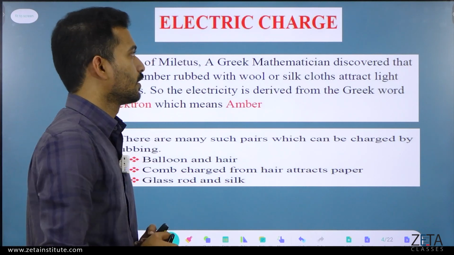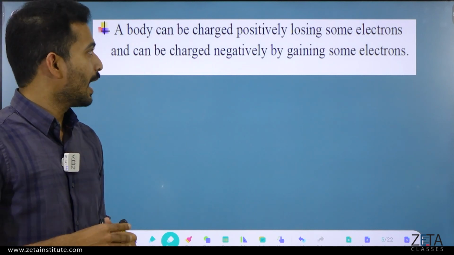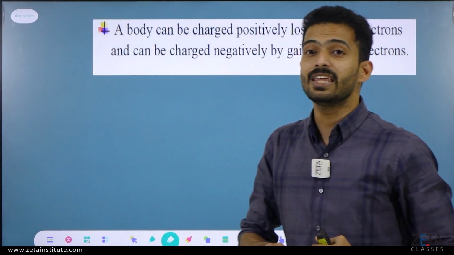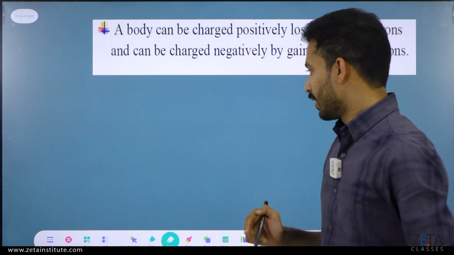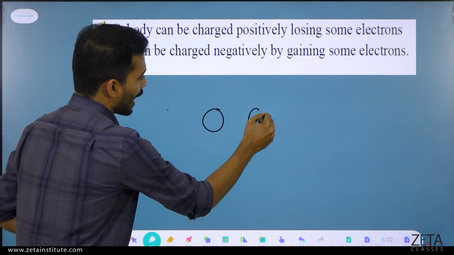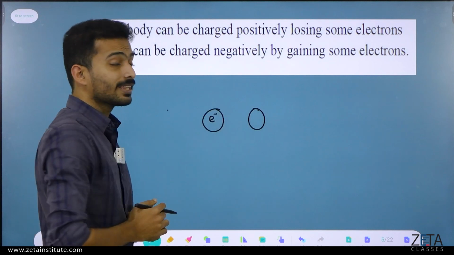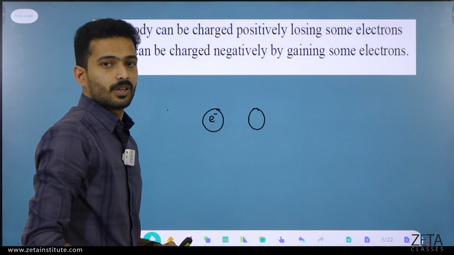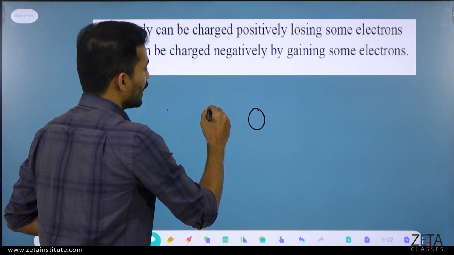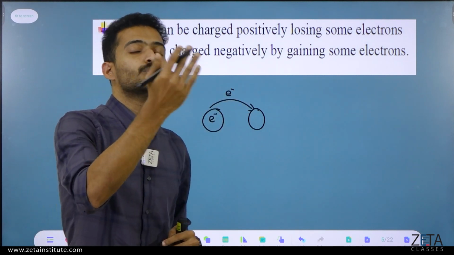What is the reason? A body can be charged positively by losing some electrons and can be charged negatively by gaining some electrons. So when you rub an object with another object, there will be a transfer of electrons. Electrons will be transferred from one object to another object.